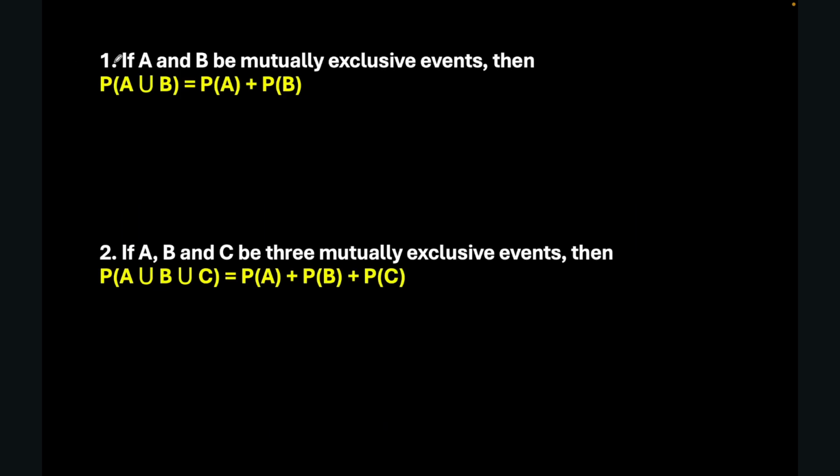So the first case is if A and B are mutually exclusive events, then probability of A union B is equal to probability of A plus probability of B. Well, that makes sense if you remember what mutually exclusive meant, right? Mutually exclusive meant it's either one thing or the other. It's not both, right? Both can't exist at the same time.